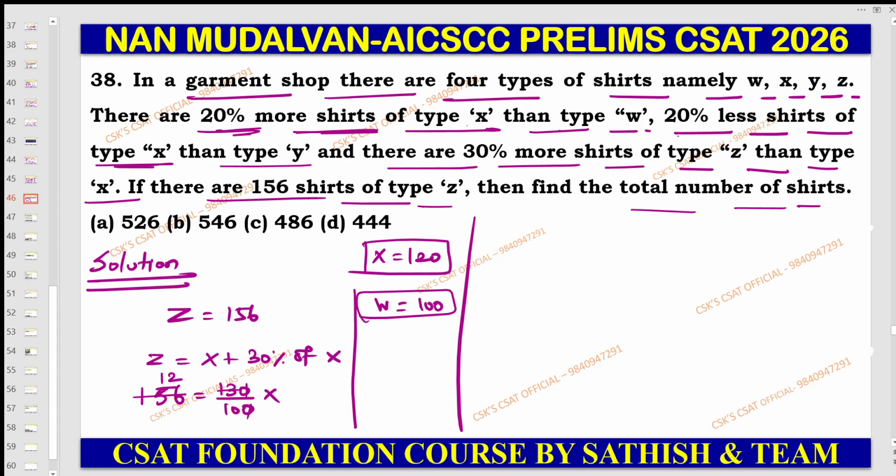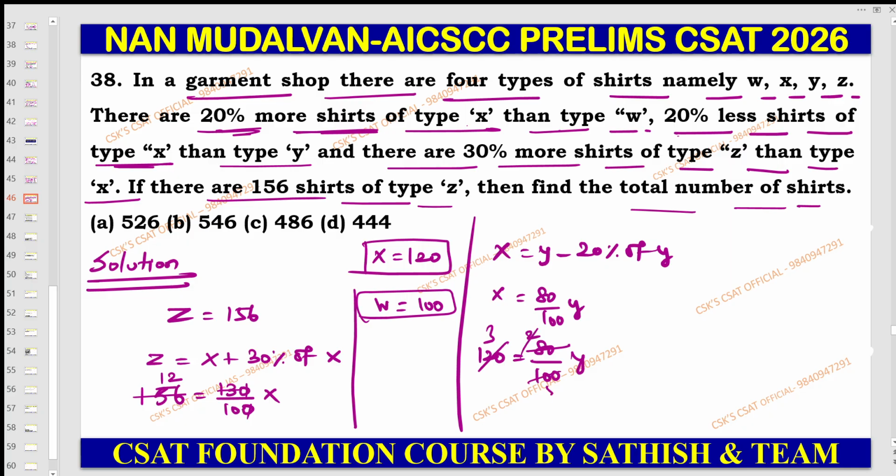Next, 20% less shirts of type X than that of Y. So therefore X is equal to Y minus 20% of Y. So X is equal to what? 80 by 100 of Y. What is the value of X? 120. So 120 is equal to 80 by 100 of Y. Cancel with the 40 table, 42s are, 43s are. Even you can cancel this one as a 50. Cross multiply. So Y becomes 3 into 50, 150. You know the value of Y.